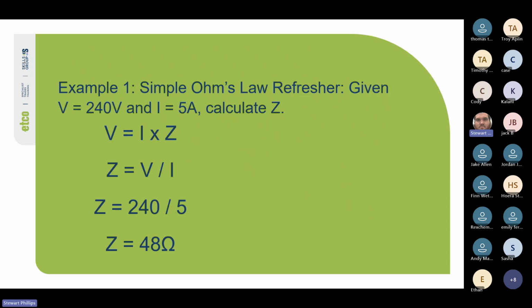Yeah, so this is the kind of more simple question you might get in your exam. They've given you the voltage and the current, and they want you to figure out the impedance. So they'll either say it's an AC or a DC circuit, and from there you'll be able to figure out your impedance.